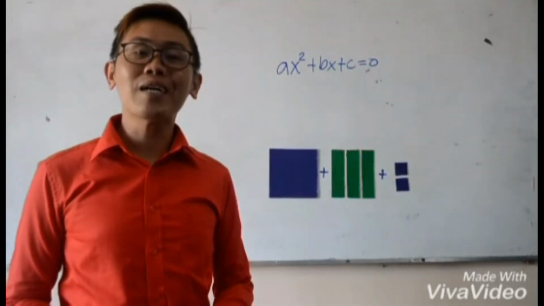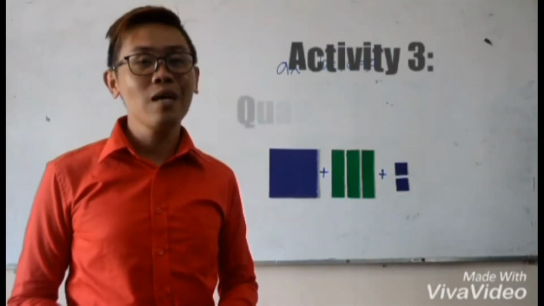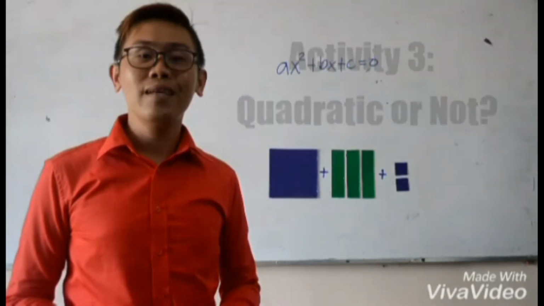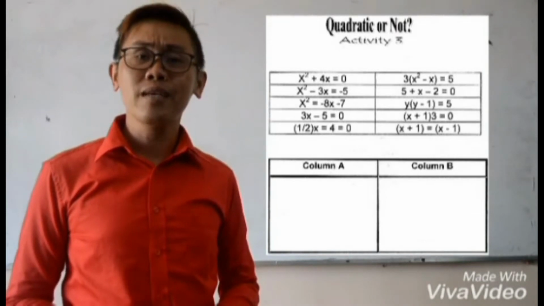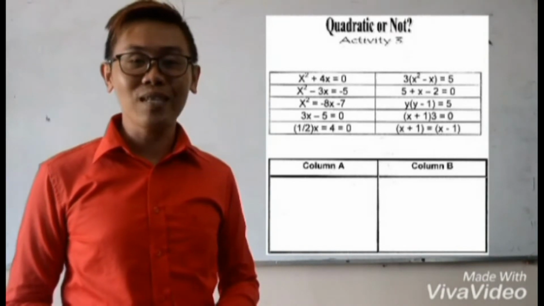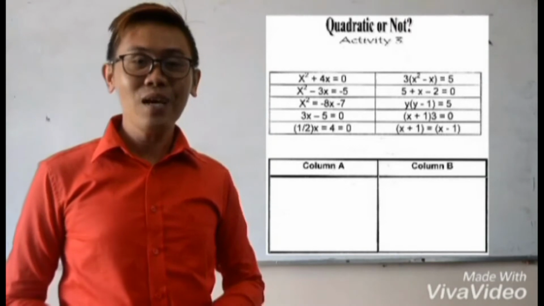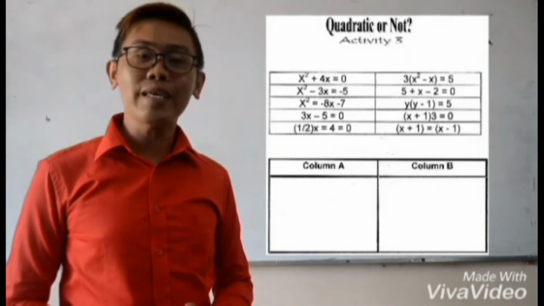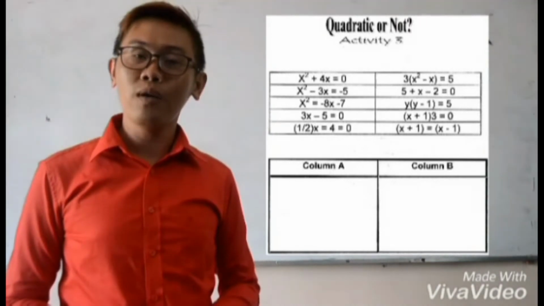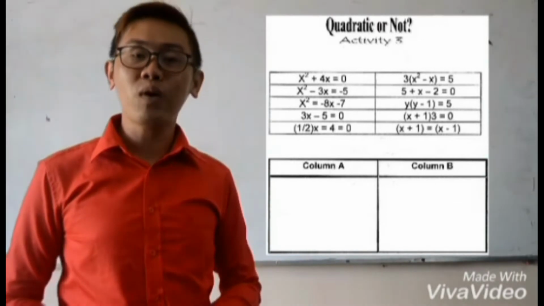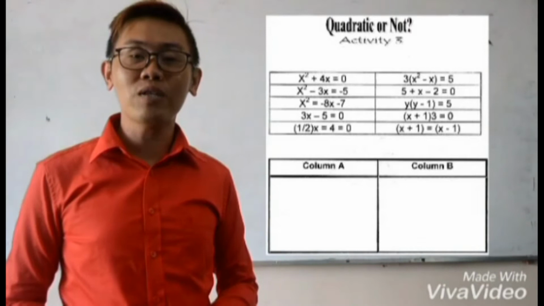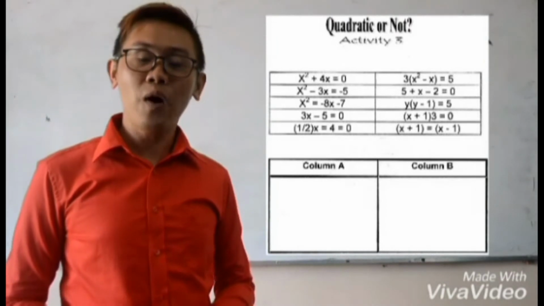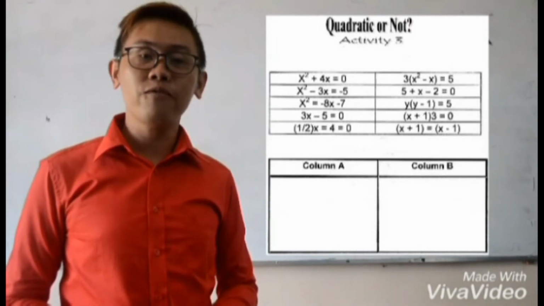So we could say that the given is a quadratic equation. Now, you will have your activity number 3, Quadratic or Not. This activity will test your ability to identify if an equation is quadratic or not quadratic. The direction: you are going to group the given equations into 2. Column A consists of quadratic equations and column B consists of not quadratic equations. You can pause the video to give time for you to answer.